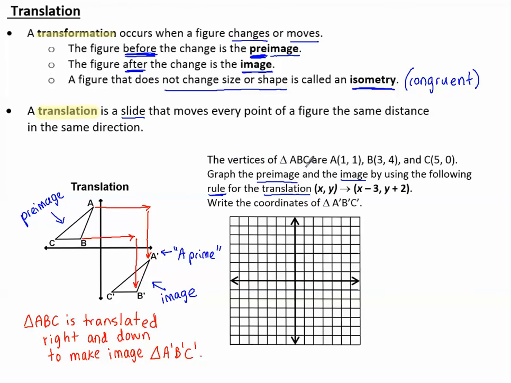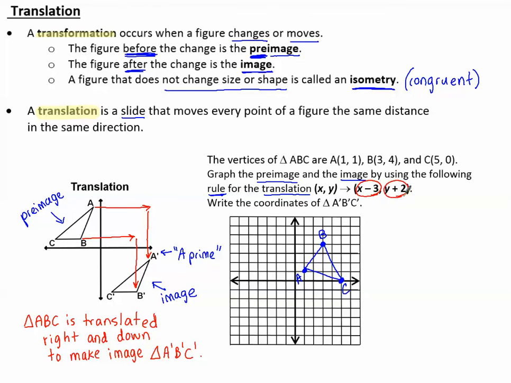The vertices of triangle ABC are A (1, 1). Let's go find that point. 1, 1. We'll mark it with A. B is (3, 4). 1, 2, 3, 1, 2, 3, 4. And C (5, 0). 1, 2, 3, 4, 5, 0. And this is a triangle, so we'll connect the points. There is our pre-image.